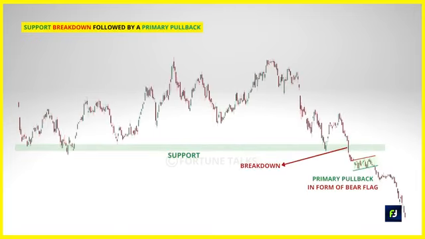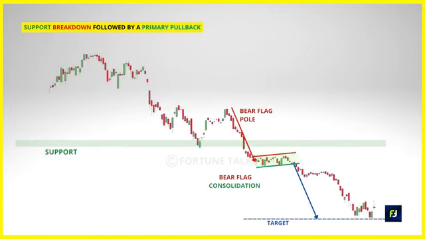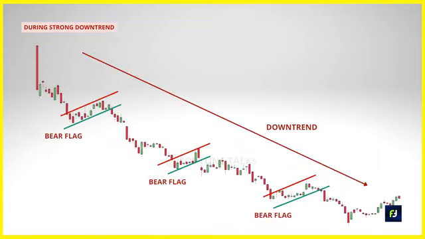You can find a bear flag during a support line breakdown, which is followed by a primary pullback. Now the breakout candles represent the flagpole, while the primary pullback forms the flag consolidation of the pattern. Now you can take a short entry as per the entry criteria of your choice when the price breaks below the flag consolidation. Now the most common place where you will encounter a bear flag is during a strong downtrend.